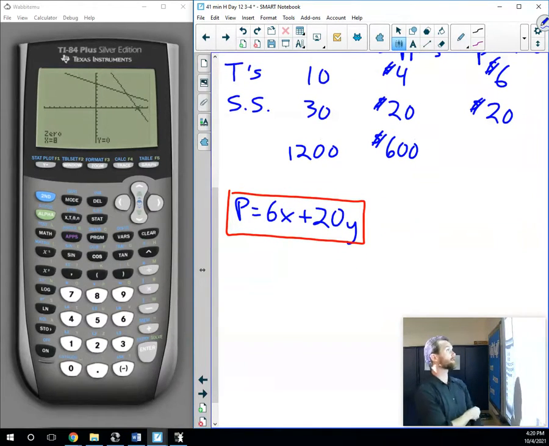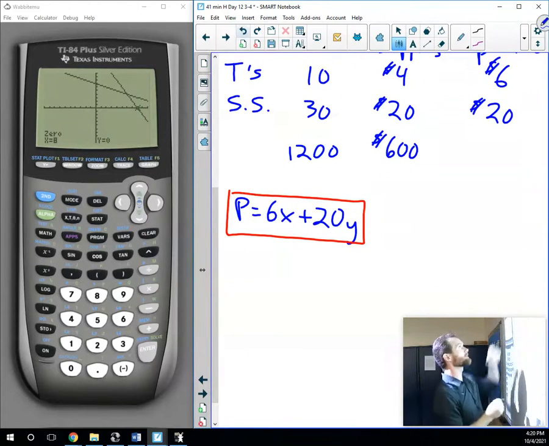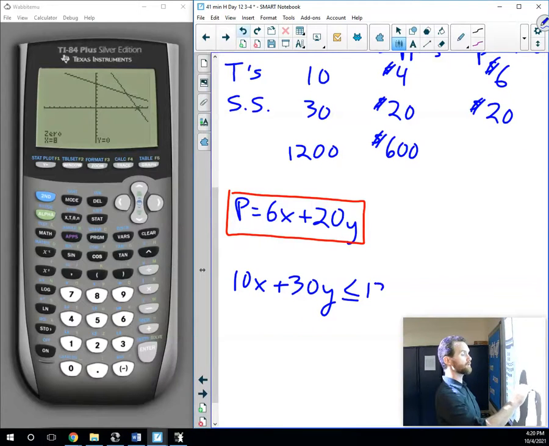Now it's time for our constraints. First, let's look at the time constraint, which is this 1,200, 10, and the 30. So it's 10x plus 30y, essentially 10 per t-shirt plus 30 per sweatshirt. That's got to be less than or equal to 1,200.